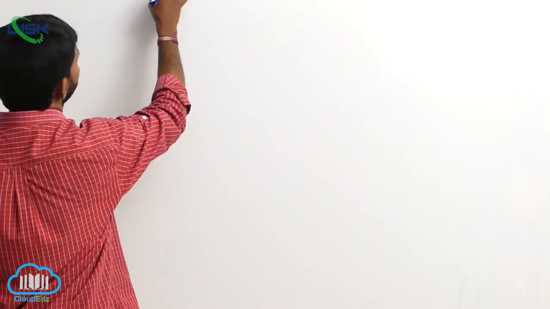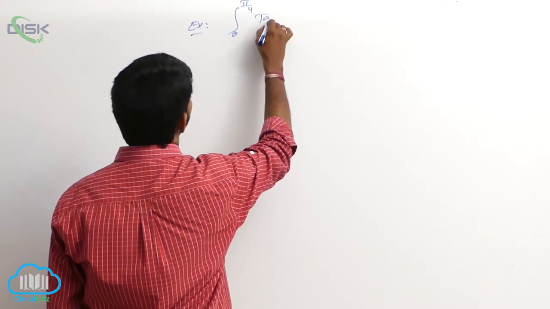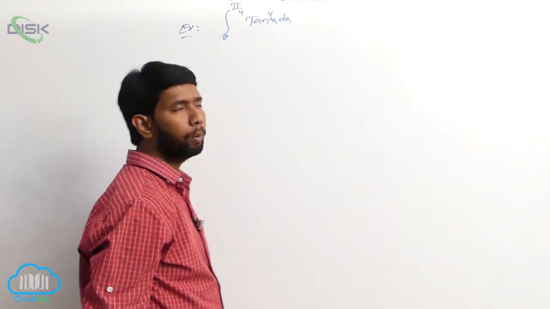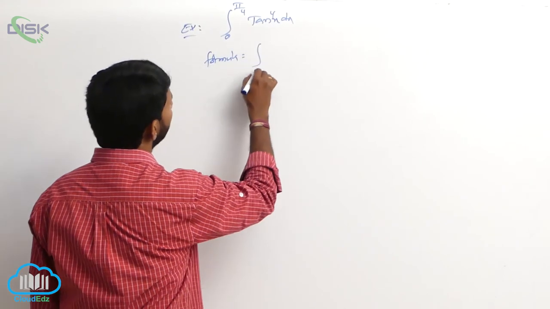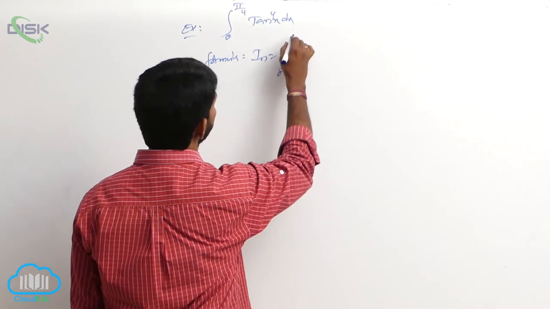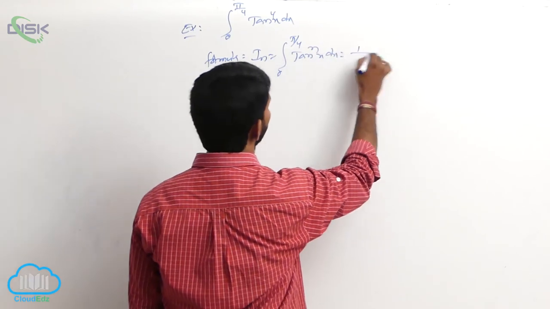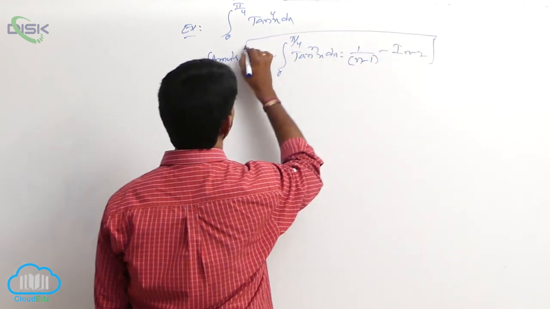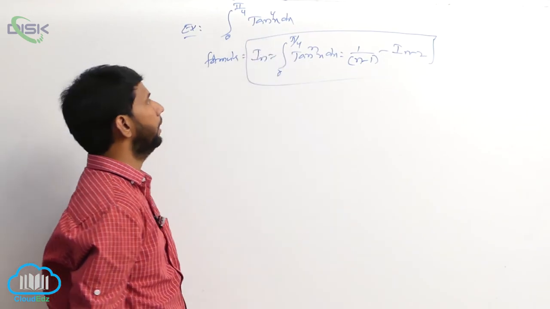And one example: integral 0 to pi by 4 tan power 4x dx. Here the formula is In equal to integral 0 to pi by 4 tan power nx dx is equal to 1/(n minus 1) minus I(n minus 2). Using this formula, find the value of integral 0 to pi by 4 tan power 4x dx.